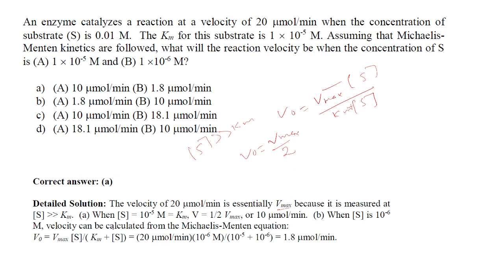Once the substrate concentration is given, S is equal to 10 to the power minus 5, and this Km is about 10 to the power minus 5. So you can calculate it from the Michaelis-Menten equation. So option A will be correct: 10 micromole per minute and 1.8 micromole per minute.